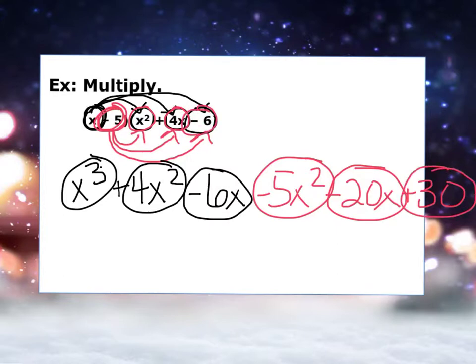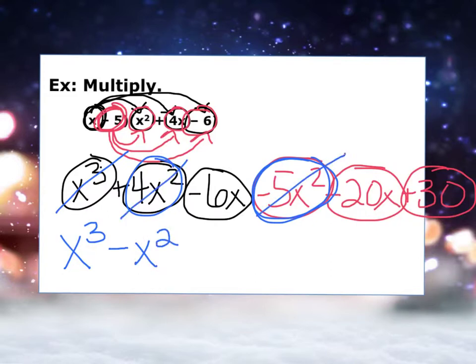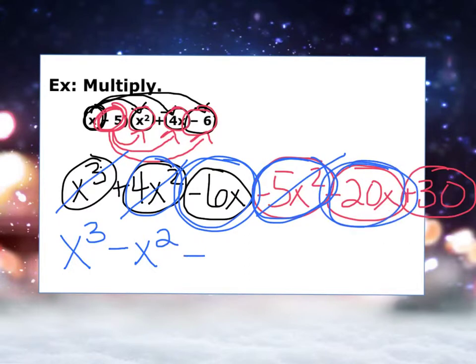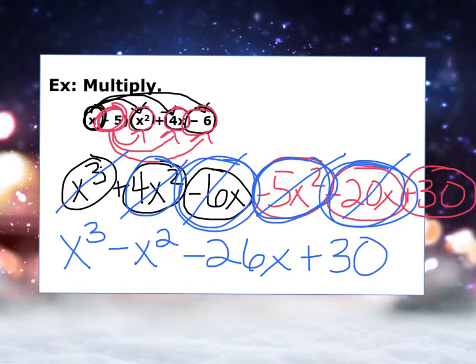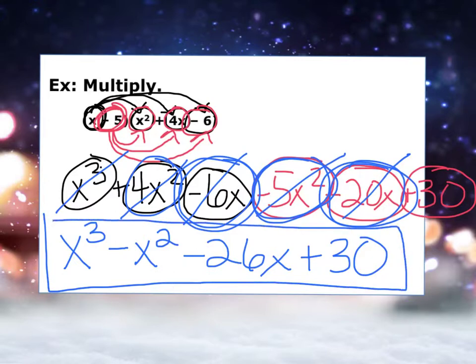And now look to see which like terms you see, and I'll use blue to help us. x to the third has no like terms, so I'm just going to rewrite that. 4x squared is going to need to be combined with negative 5x squared, so we're going to get negative x squared. Those are gone. I have negative 6x minus 20x, so that will give us negative 26x. Now those are gone. And then here's my constant, plus 30, last one. Notice this is a polynomial, 4 terms. It is in standard form from highest to lowest degree. And it's also our final answer after we had multiplied two polynomials together.